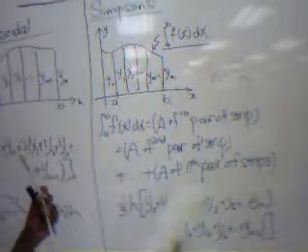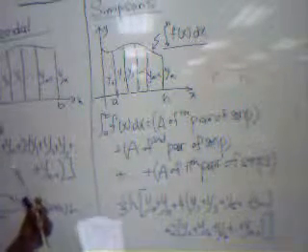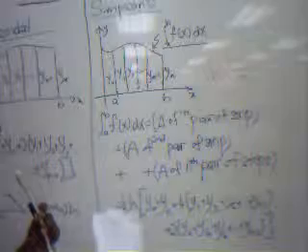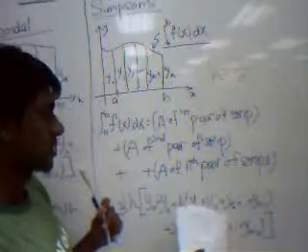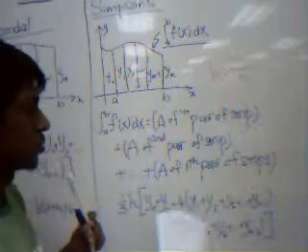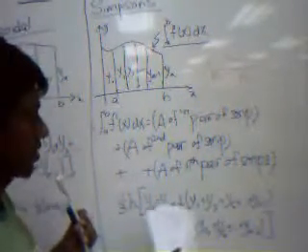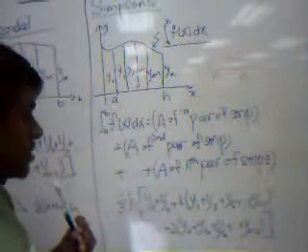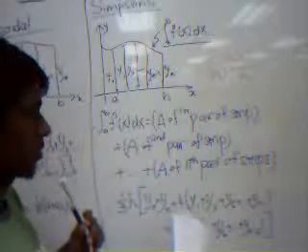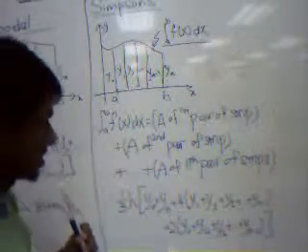Now I shall explain to you about the Simpson's rule. The formula for Simpson's rule is 1/3 h times y0 plus yn plus 4 times y1 plus y3 plus y5 all the way to yn minus 1. If you realize, this is all the odd y's. Then this whole thing plus 2 times y2 plus y4 plus y6 all the way to yn minus 2. This is all the even y's.